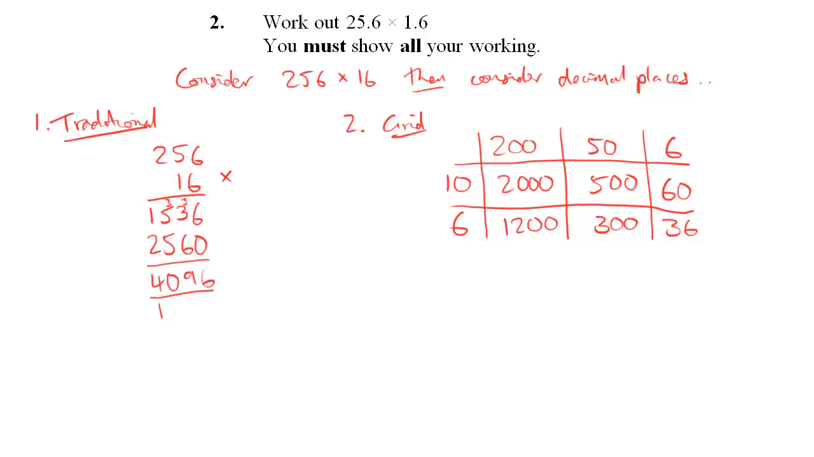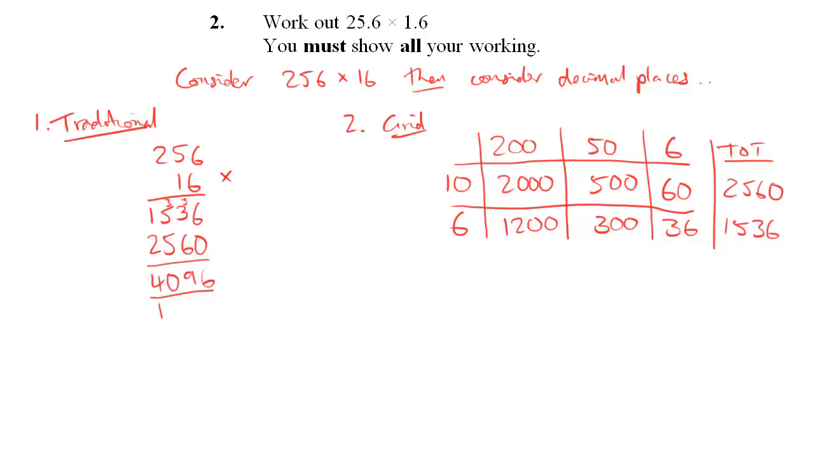I tend to favour having a column at the end that we call total, so I can add up each row. And then once I've added up each row, I can add up those two totals. So the first row comes to 2,560. Second row is 1,536.